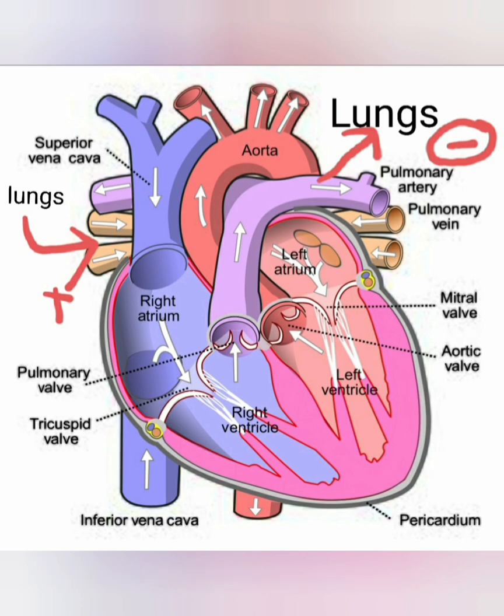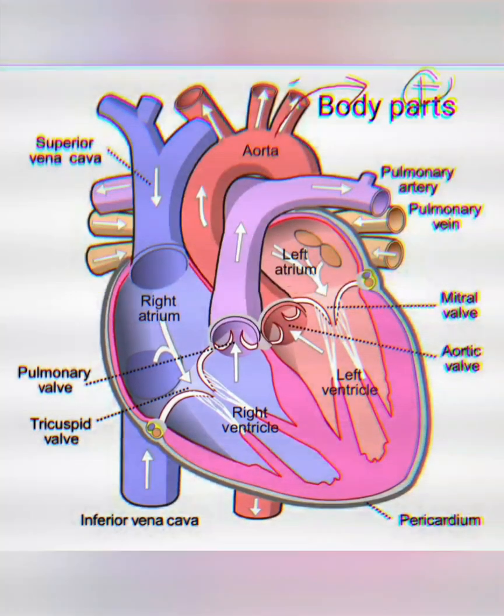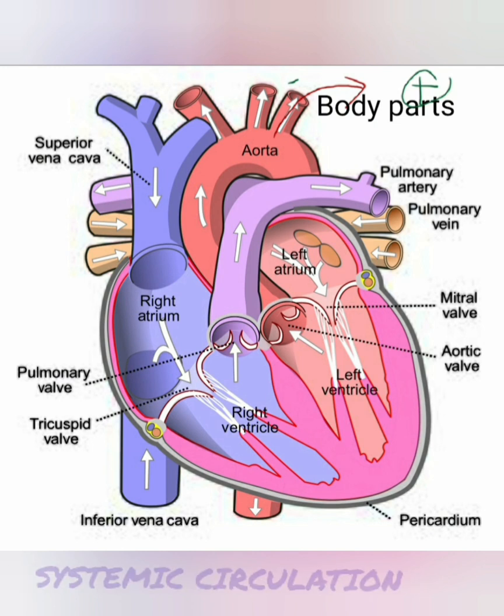From there, it travels through the pulmonary artery, which is the only artery which carries deoxygenated blood to the lungs for oxygenation. After becoming oxygenated, it returns to the heart with the help of the pulmonary veins. It is also an exception, being a vein which carries oxygenated blood. This is pulmonary circulation. Now the systemic circulation.